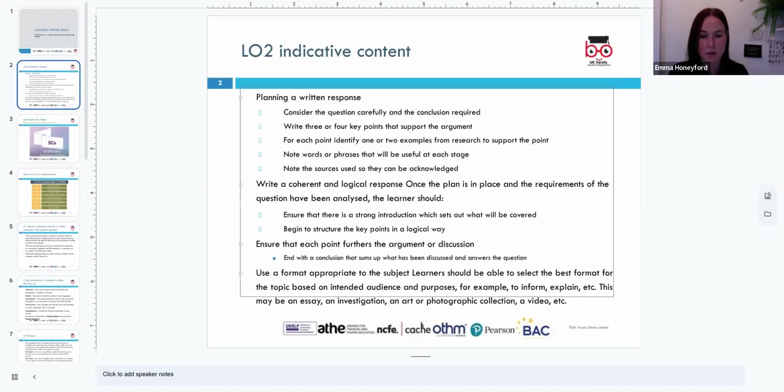You need to use an appropriate format. It depends who the audience is as to which format you use. There are different types of formats.